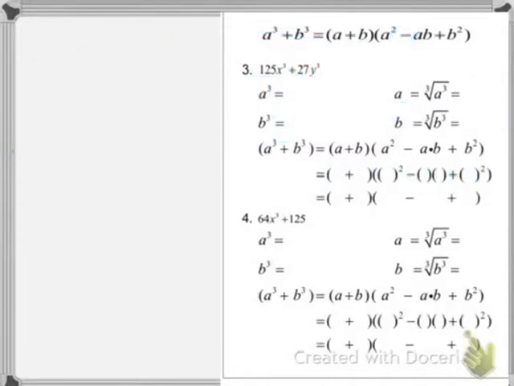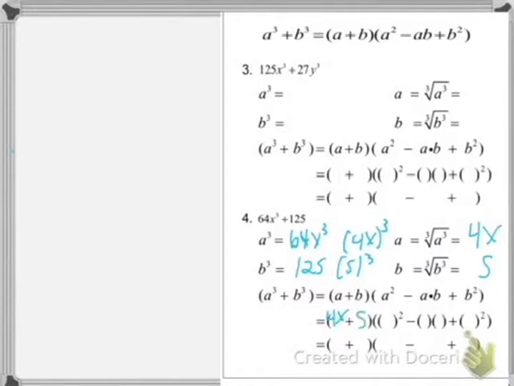Okay, we're going to do the same thing with this example. 64x to the third, 4 cubed is 64, x cubed is x cubed, 4x is our A. 125, 5 cubed is 125, so 5 is our B. Plug it into the equation. 4x plus 5, 4x squared minus 4x times 5 and 5 squared.